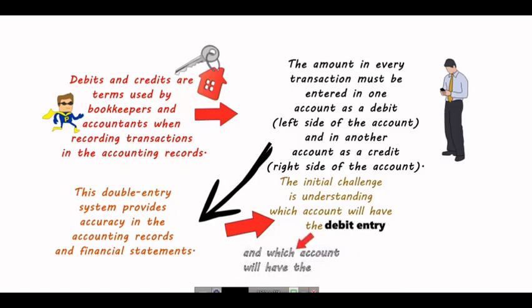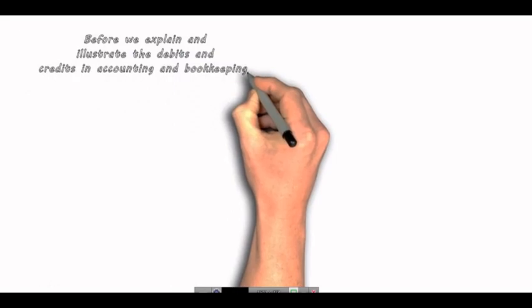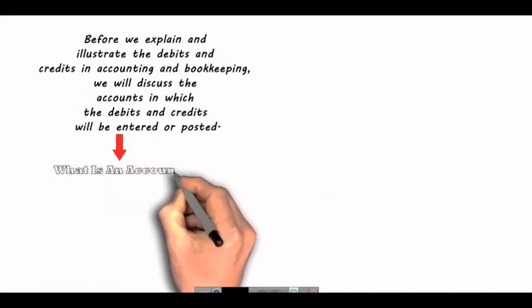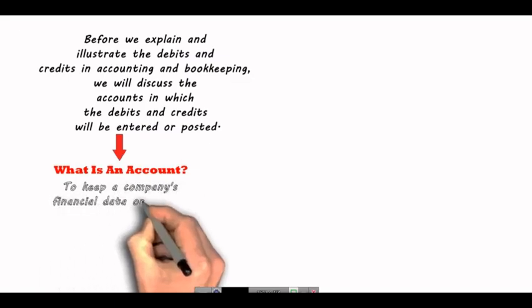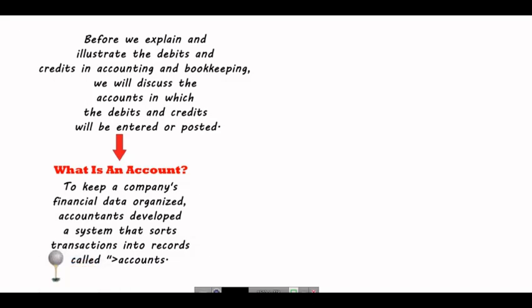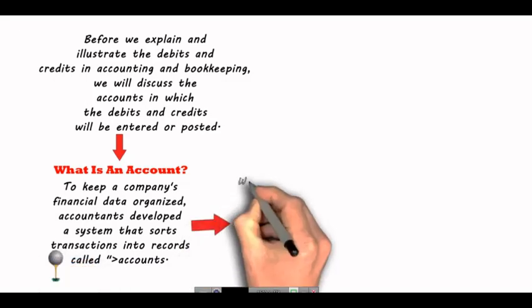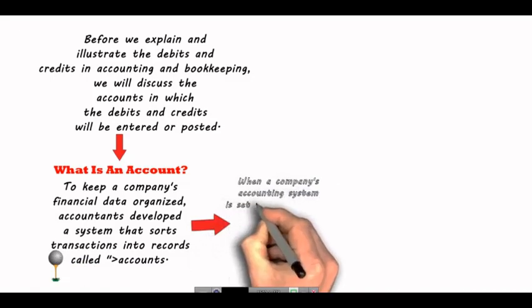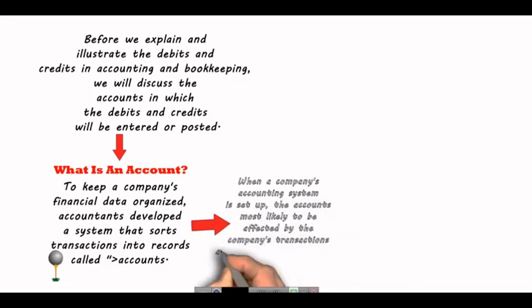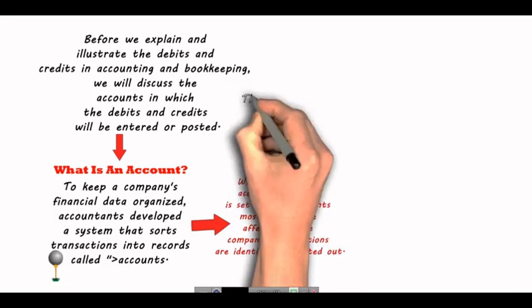Before we explain and illustrate the debits and credits in accounting and bookkeeping, we will discuss the accounts in which the debits and credits will be entered or posted. What is an account? To keep a company's financial data organized, accountants developed a system that sorts transactions into records called accounts. When a company's accounting system is set up, the accounts most likely to be affected by the company's transactions are identified and listed out. This list is referred to as the company's chart of accounts.